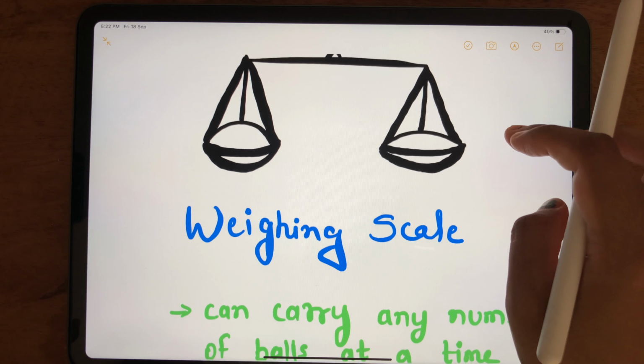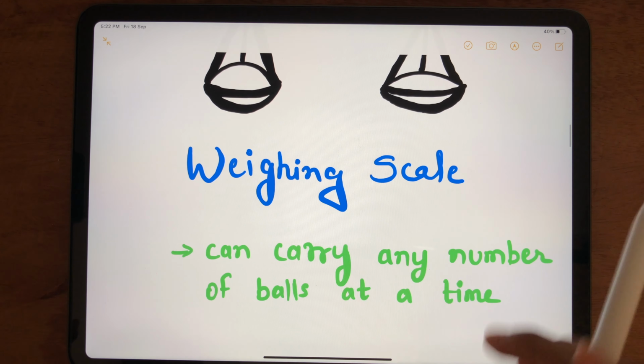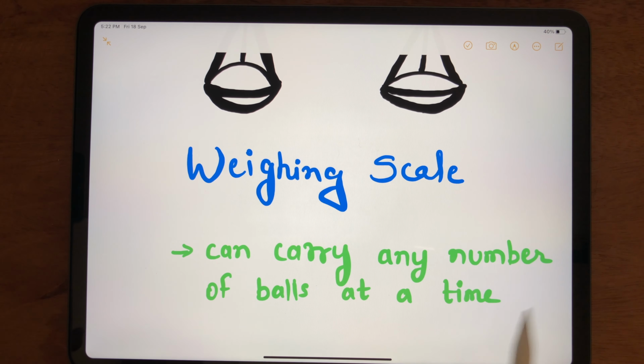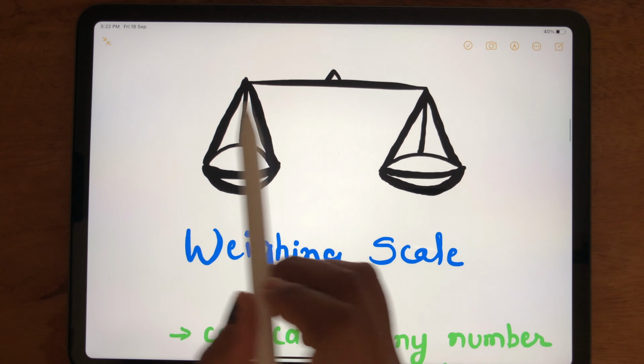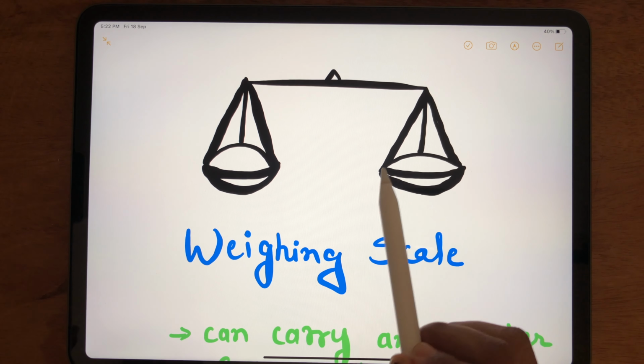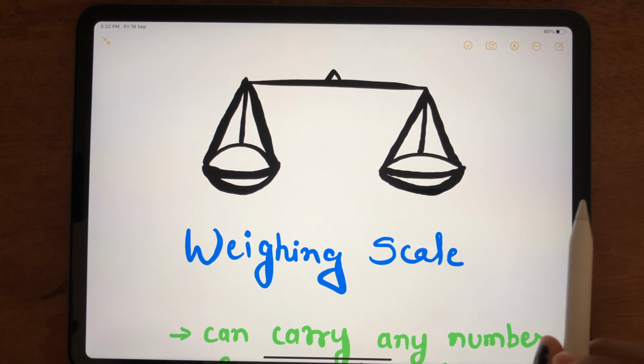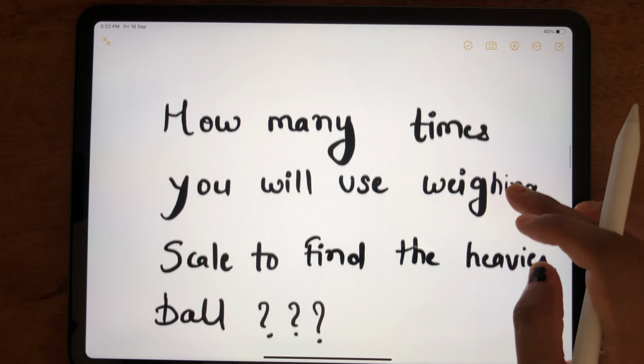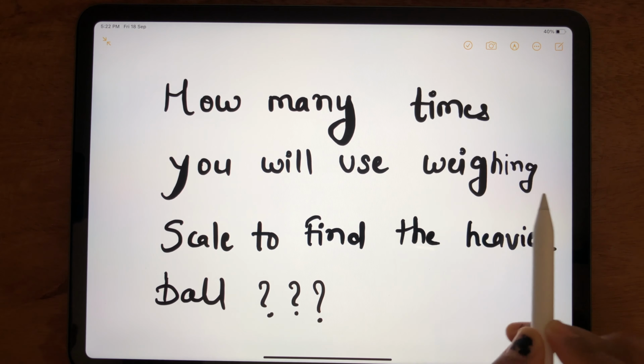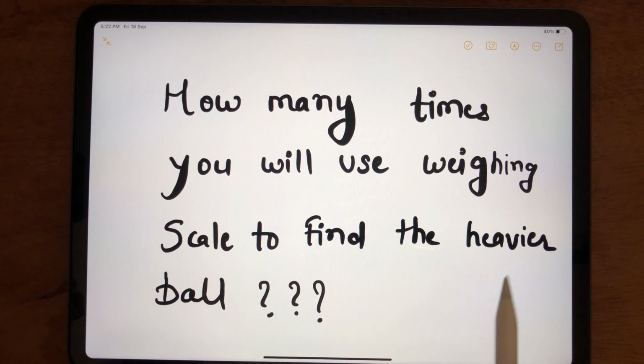Now we have a weighing scale, and this weighing scale can carry any number of balls at a time. So we can use this weighing scale for carrying any number of balls at a time. Now, how many times will you use the weighing scale to find the heavier ball?